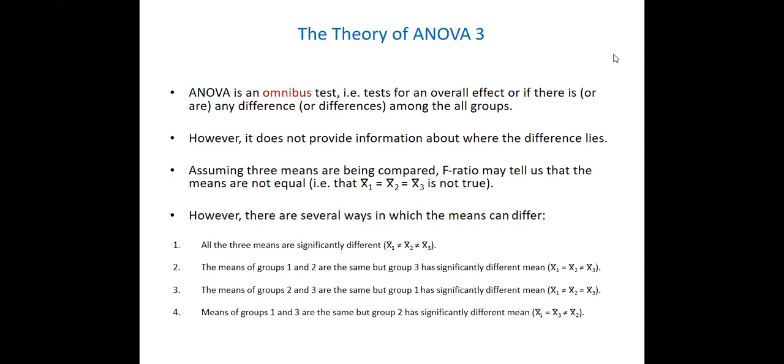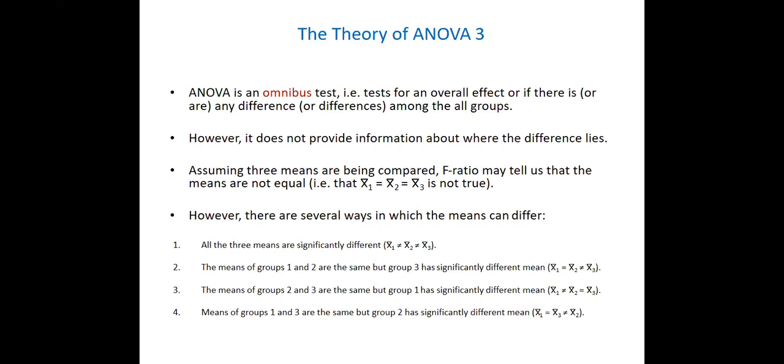So assuming 3 means are being compared, the F ratio may tell us that the means are not equal. It may tell you that, oh, they are not equal. That is, that mean 1 is equal to mean 2 is not true. That's what it's trying to tell, because the null hypothesis says that mean 1 is equal to mean 2, equal to mean 3. That's what you are testing. But if it is not true, the F ratio will tell you.